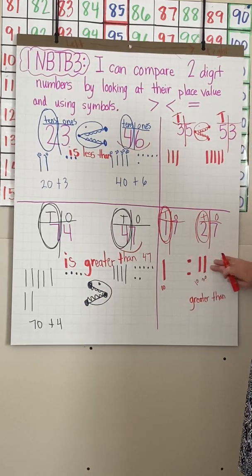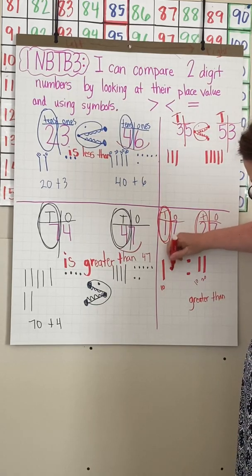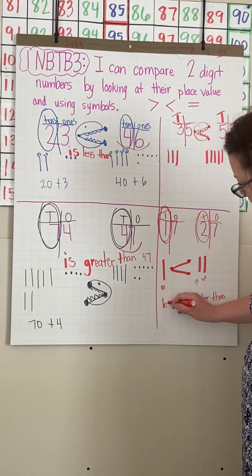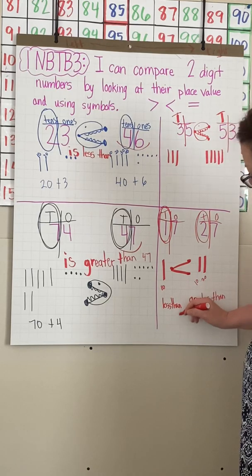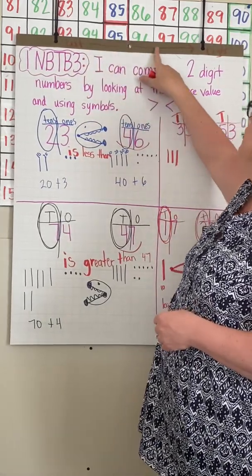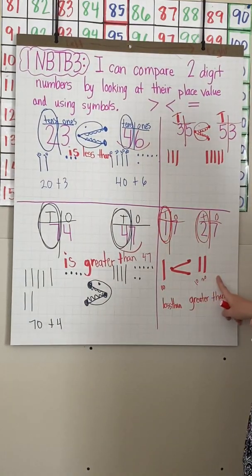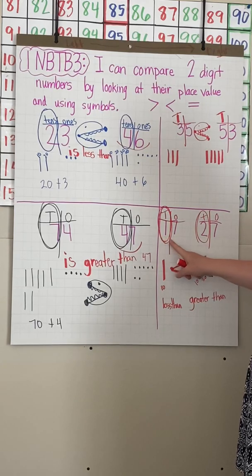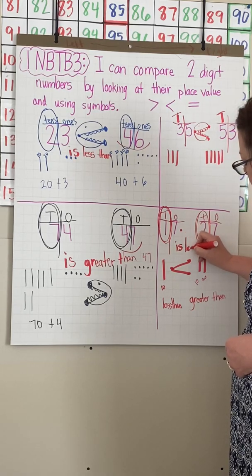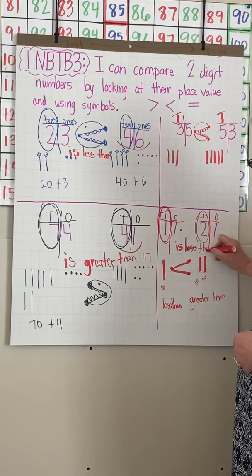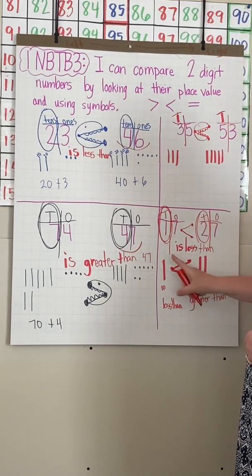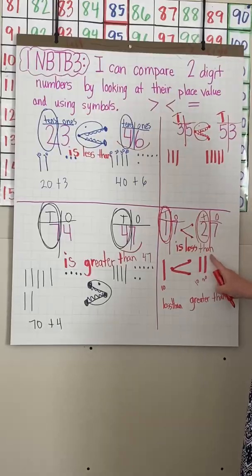Okay, so since this side is more, I give it 2, and this side is fewer or less, I give it 1. Connect that. 1 dot means less than, right? So there's always going to be a greater than and a less than side. But again, we always read from left to right. So we're going to say that 17 is less than 27, which is greater than 17. 17 is less than 27.